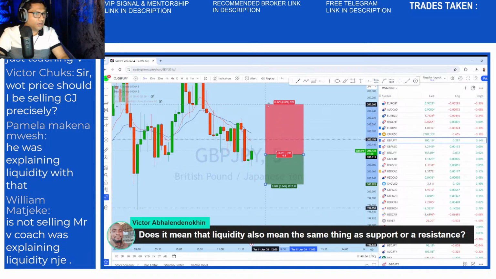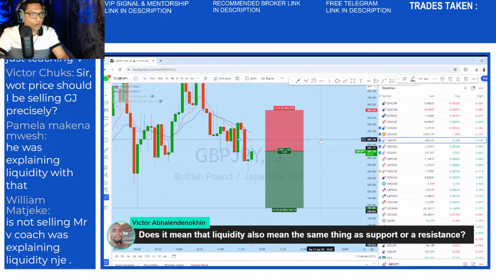Stop loss above this high. We might see further liquidity grab, so make sure that you do proper risk management. It's a probability trade, not a risk reward trade. So the risk reward is low, but the probability is high. So I will be opening on GJ, sell from here. There will be around 12 pip to 13 pip stop loss.